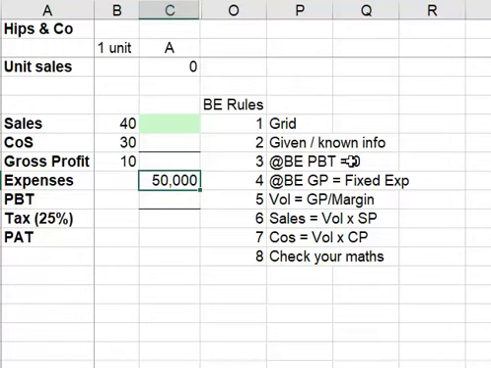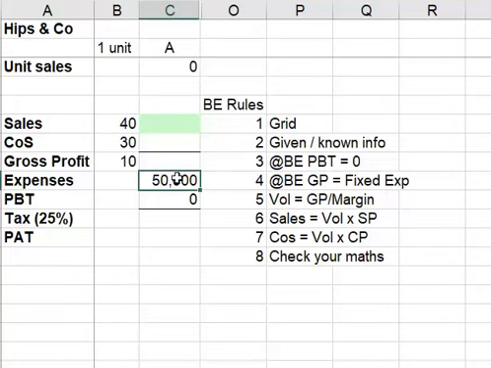The next rule says at break even, in other words, if the question specifically is asking for break even, then we can assume that the profit will be 0. Rule number 4 says that the gross profit must equal the fixed expenses.